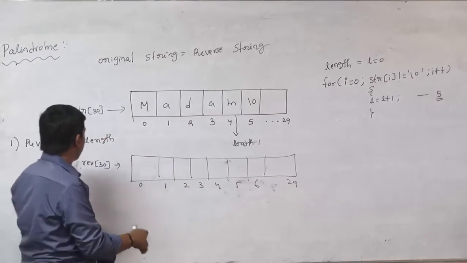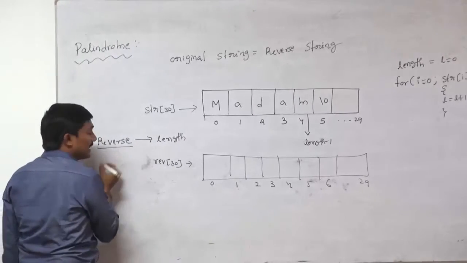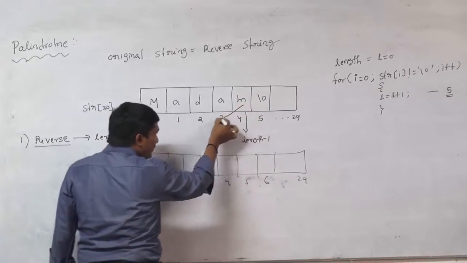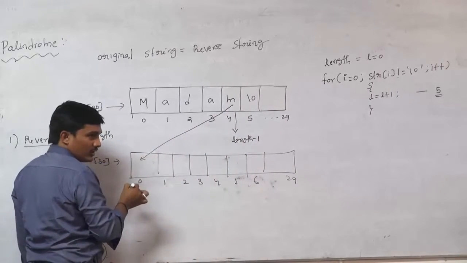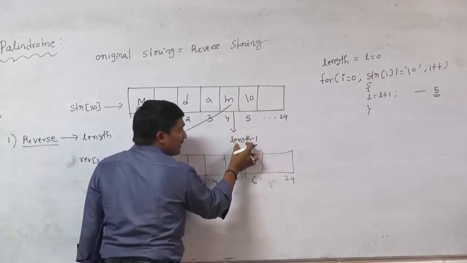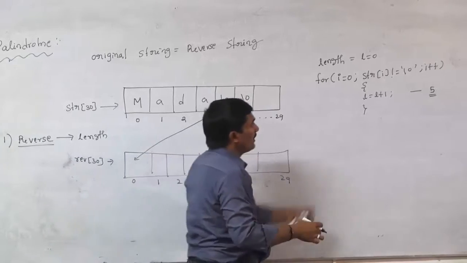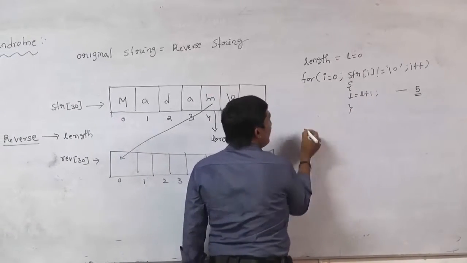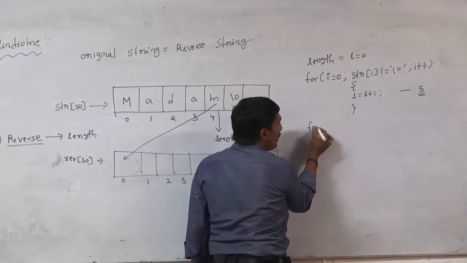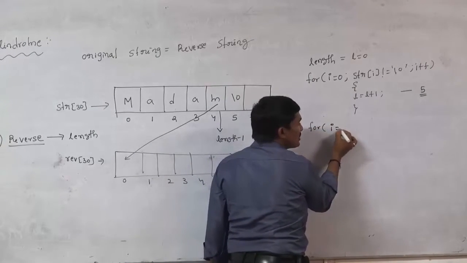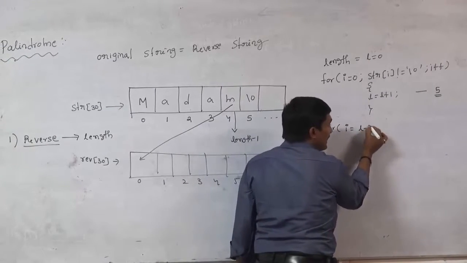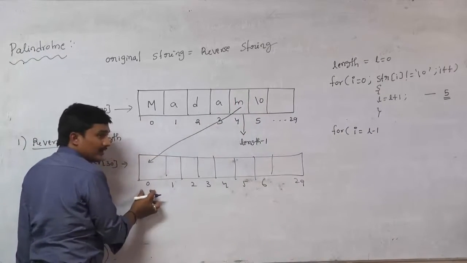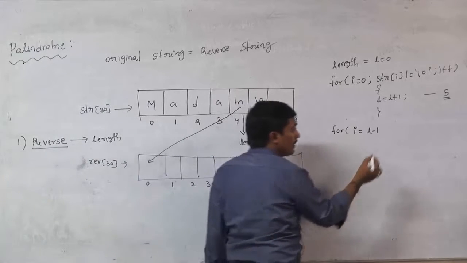After finding the length, what is the next step? The next step is reverse. We know that reverse means this character is copied to which location? This location means nothing but length minus 1. Already we have the length. So let's start reverse. For, again I starts from which location? L minus 1. Why? Because you are copying this character to this one. Next.